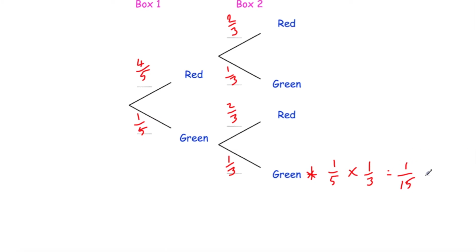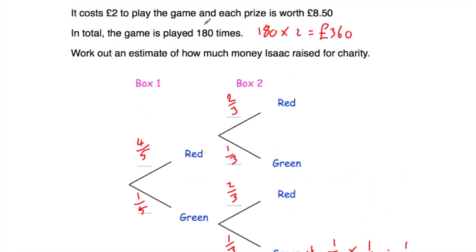So that means that 1 out of every 15 people should win. Now altogether, the game's played 180 times. So if we take that 1/15, the probability of somebody winning, and we multiply that by 180, we can then find out how many times somebody should win a prize. Now in terms of this, it's a calculator question, so we could type this into our calculator. And that's equal to 12. So there should be 12 people that win a prize, and that means that 12 prizes are handed out.